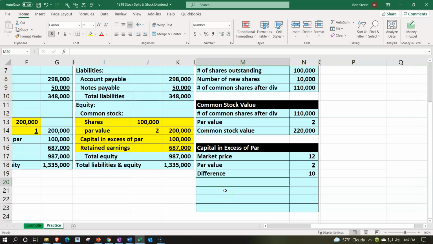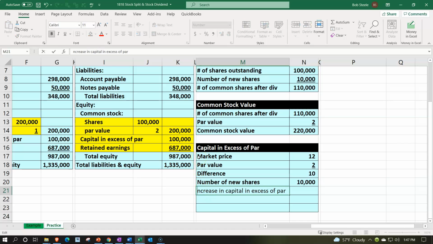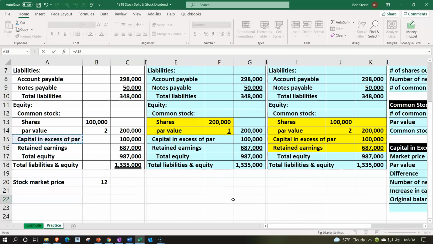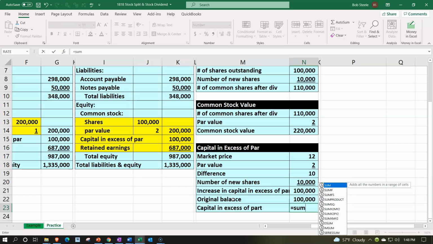Now we're going to take that 10 and multiply it by the number of new shares, which we calculated up top. So the new shares that are going out are the 10,000. So now we're going to have the increase in the capital in excess of par, which will be equal to the 10 times the number of new shares. Let's go ahead and underline that, font group and underline. And so we get the 100,000. Then we're going to have the original balance, the capital in excess of par we had in there before, 100,000. So now the capital in excess of par is going to be equal to the sum of 200,000.